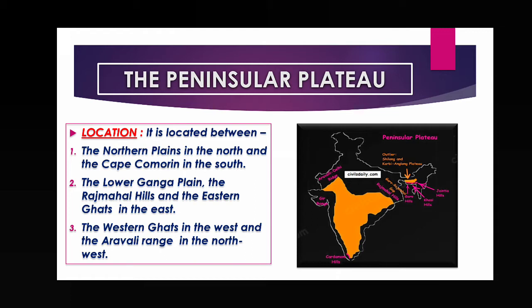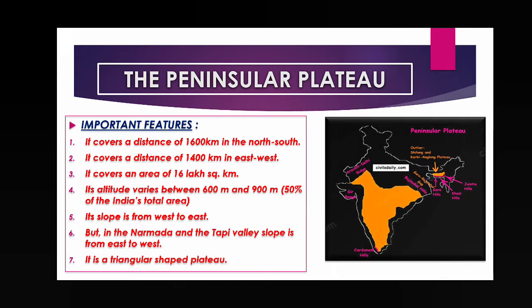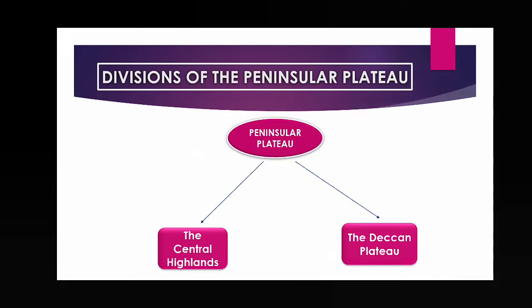So we discussed what is the peninsular plateau: this yellow colored portion, which is triangular in shape, is surrounded by three water bodies, the Arabian Sea on the western side, the Indian Ocean on the southern side, and the Bay of Bengal on the eastern side. And on the northern side there is a land boundary, that means it is surrounded by the northern plains. That's why it is called a peninsula. We also discussed the important features of the peninsular plateau, like its slope is from west to east, and that it is a triangular shaped plateau. That type of thing we already discussed in the last class.